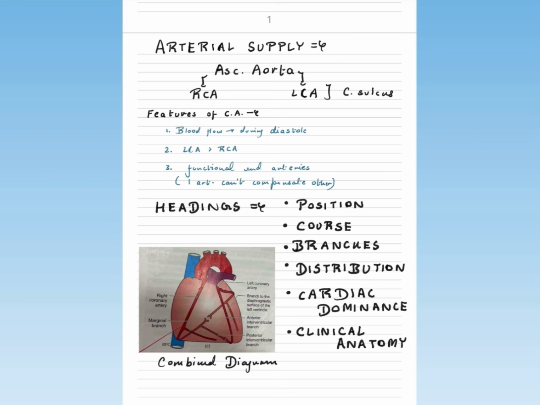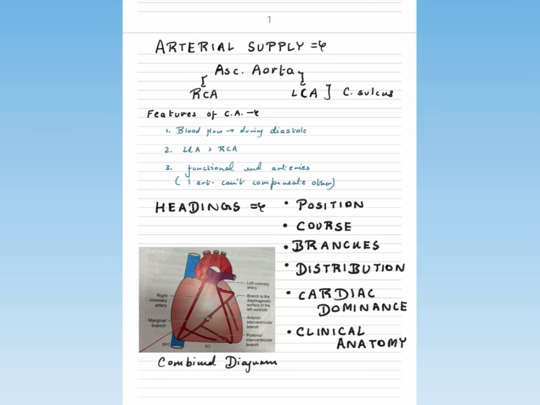So first we will be studying about the arterial supply of the heart. The main vessel which supplies the heart is not the coronary arteries but the ascending aorta, which gives rise to the coronary arteries. And these are the right coronary artery and the left coronary artery. And these travel in the coronary sulcus. What is a sulcus? Sulcus is the depression in which the coronary artery goes.